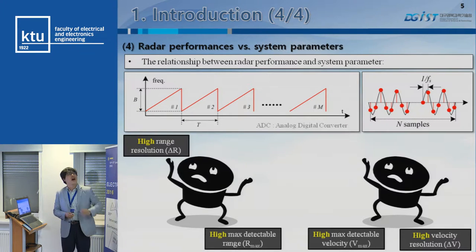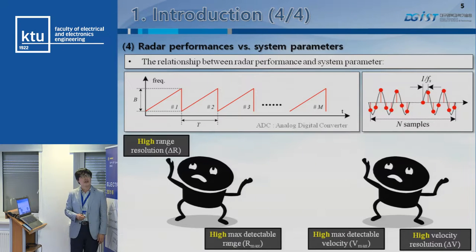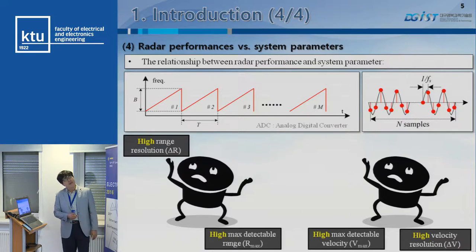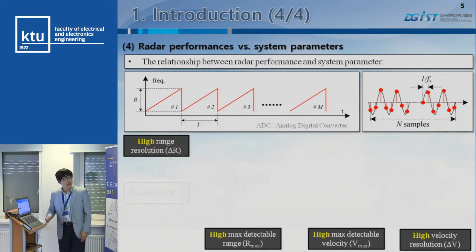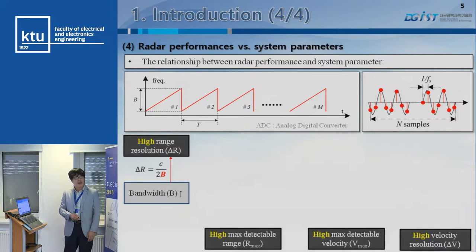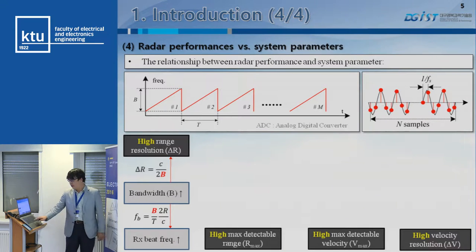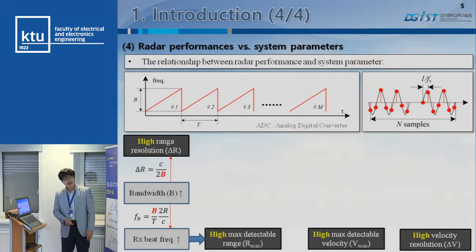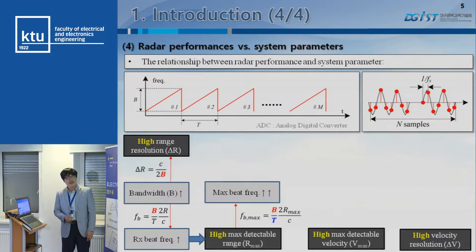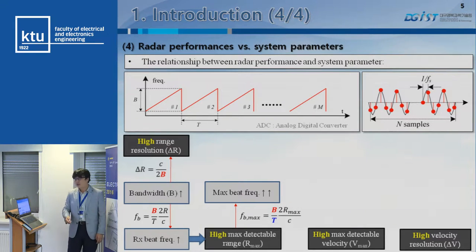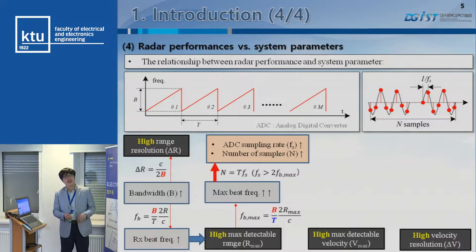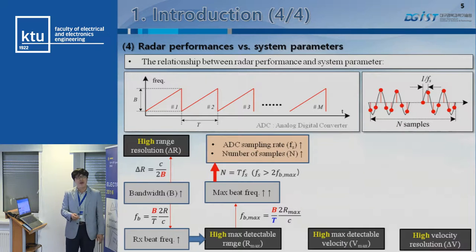In this page, I present the relationship between radar performance and system parameters. First, high range resolution. For high range resolution, wide bandwidth is required so that receiver beat frequency is increased. If high max detectable range is required, max beat frequency is also increased. So ADC sampling rate is increased and a very large number of samples is required.